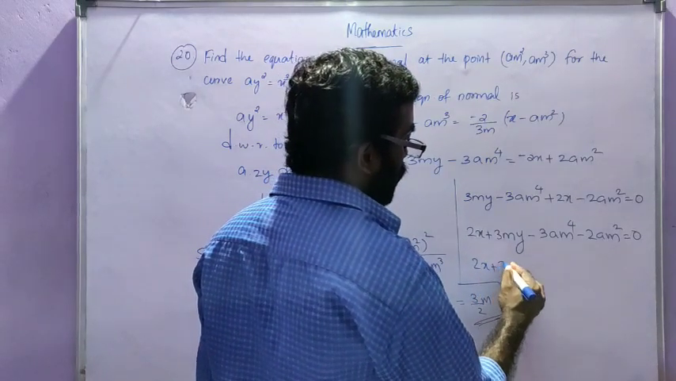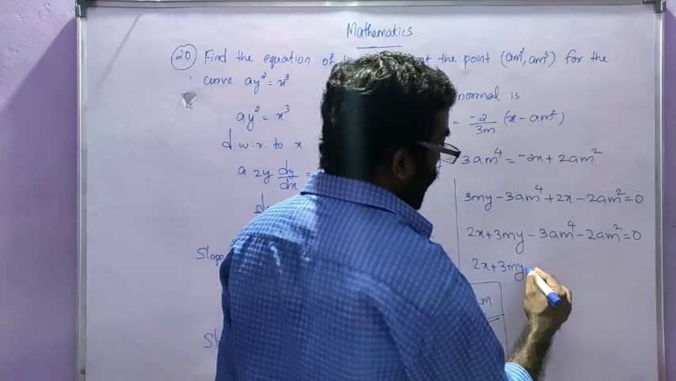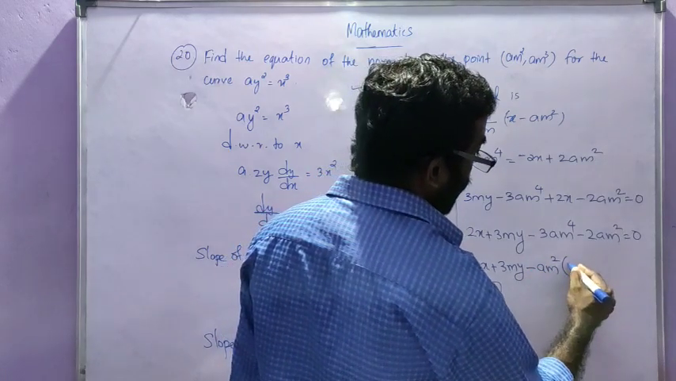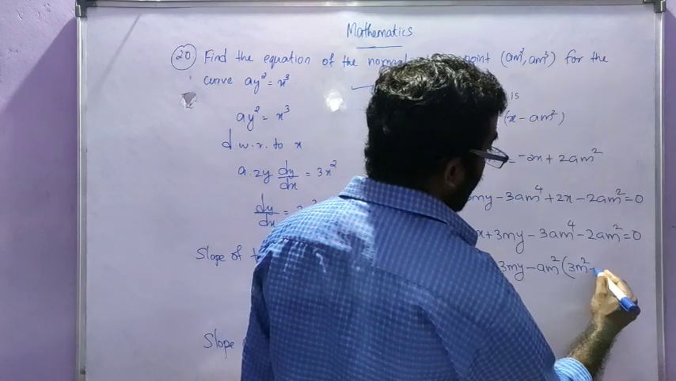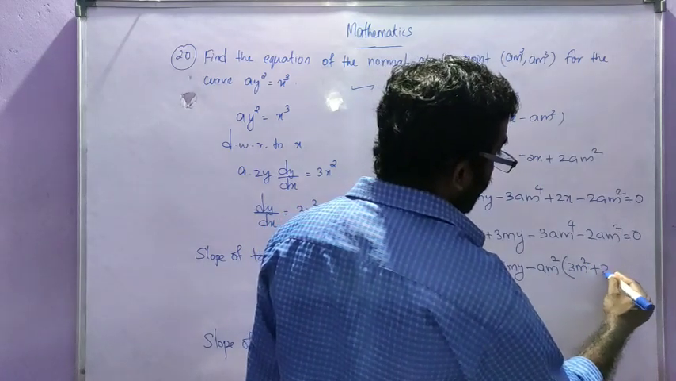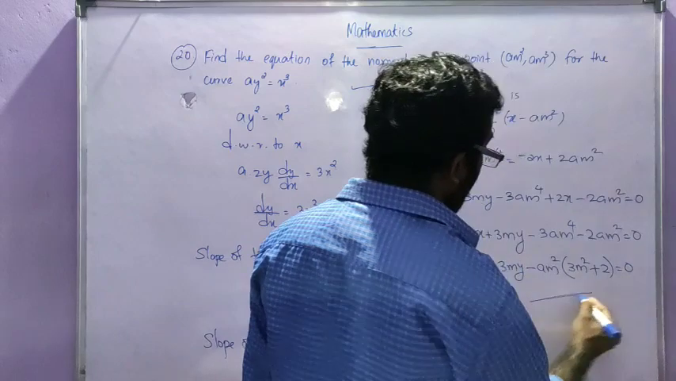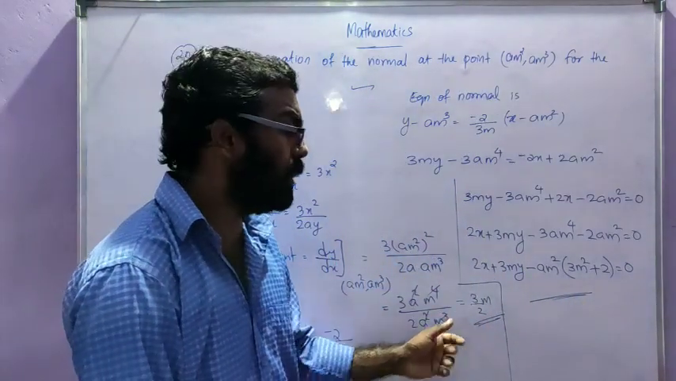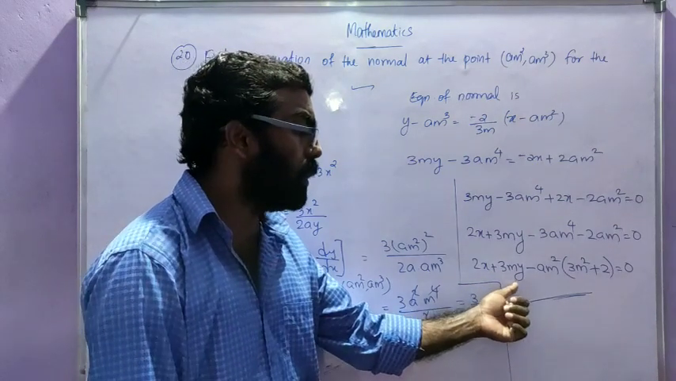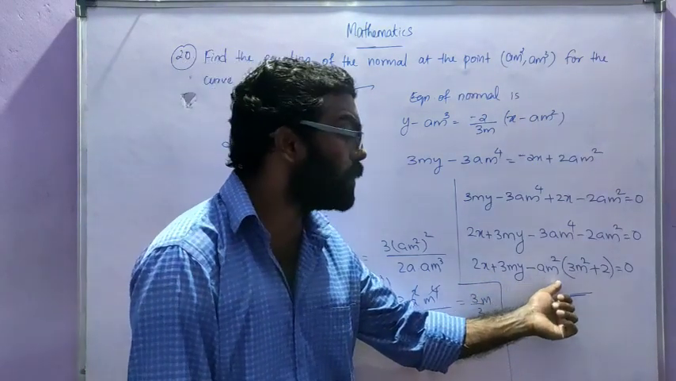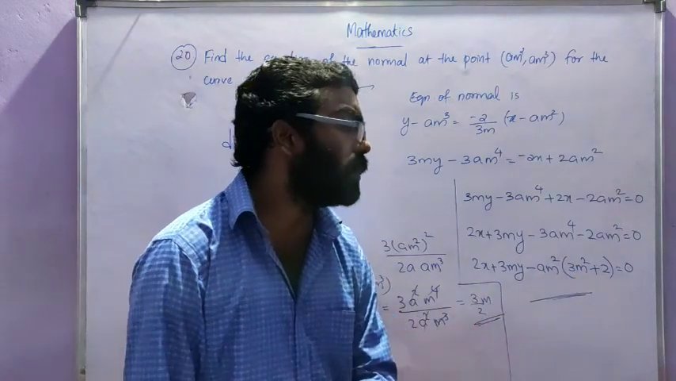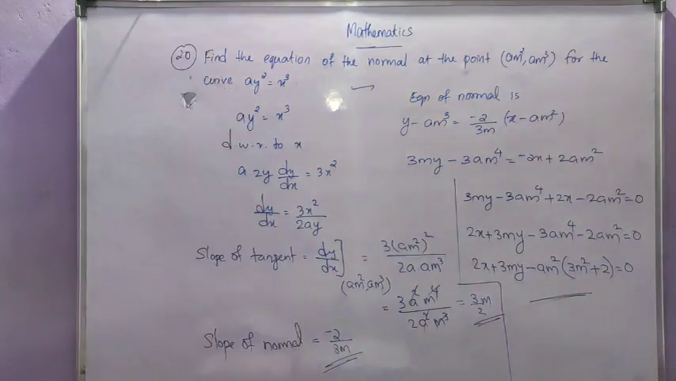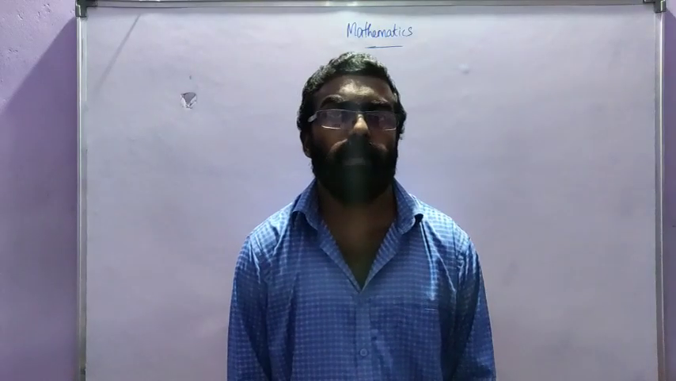That is 2x plus 3my. Here minus am square we can take common. So minus am square into 3m square plus 2, which is equal to 0. So the required equation, or the equation of the normal, is 2x plus 3my minus am square into 3m square plus 2, which is equal to 0. Understood? So that's all for today. Thank you.